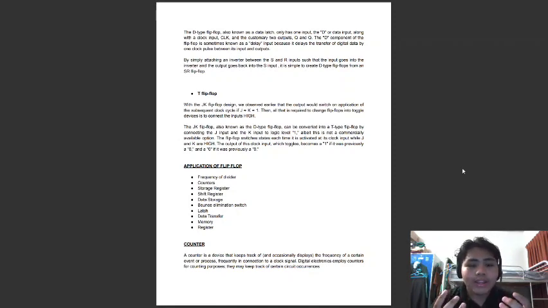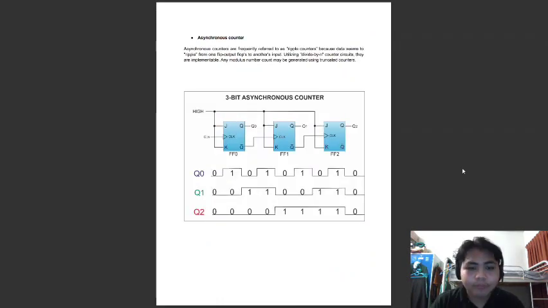So what is a counter? A counter is a device that keeps track of and occasionally displays the frequency of a certain event or process, frequently in connection to a clock signal. Digital electronics employ counters for counting purposes. They may keep track of certain circuit occurrences.